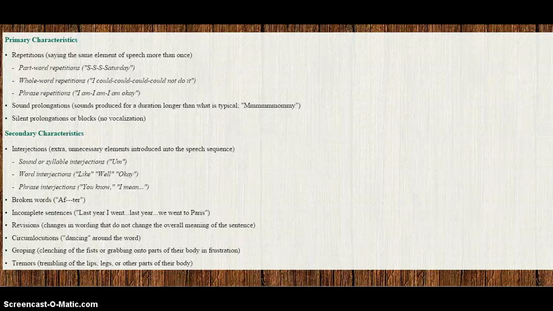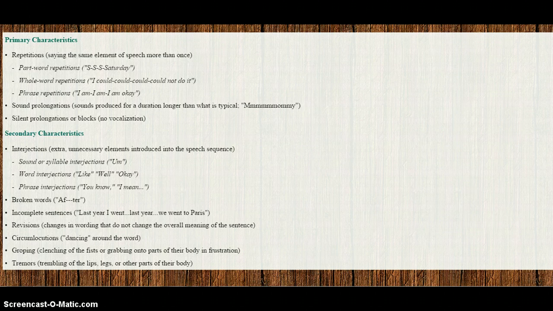Now, some secondary characteristics are interjections, which are extra unnecessary elements introduced into the speech sequence. So there can be sound or syllable interjections, like "um," word interjections, like "well, okay," phrase interjections, "you know, I mean," and there are also broken words, where there's a space in between the word, like "af... ter." Incomplete sentences, "Last year we went to Paris," where they kind of just abandoned what they were saying originally. Revisions, which is changing in wording that do not change the overall meaning of the sentence.